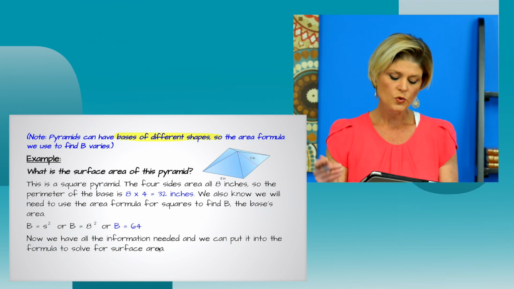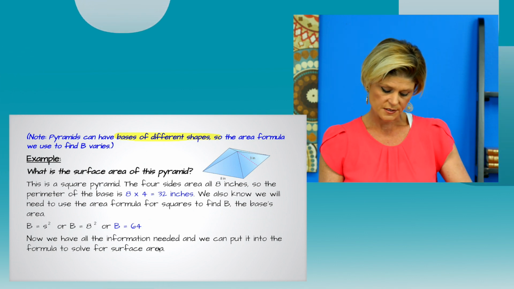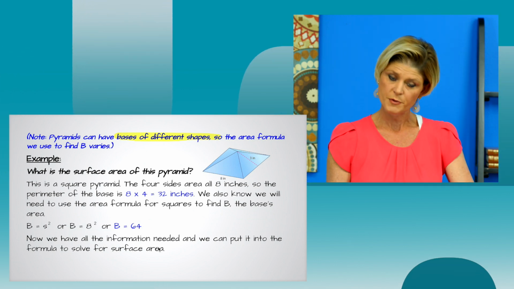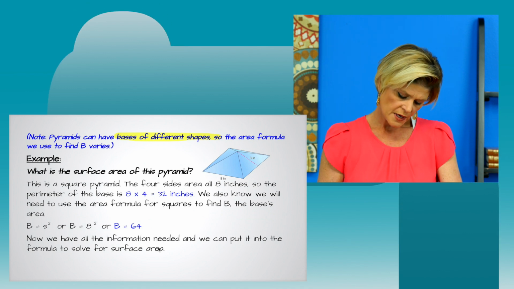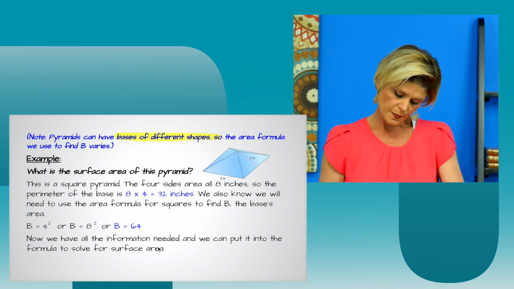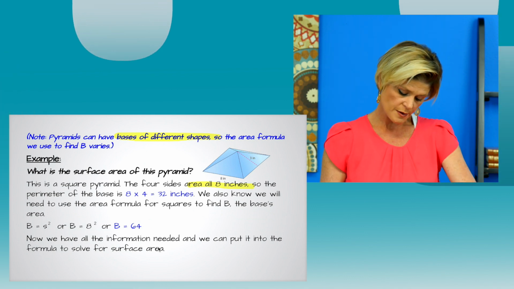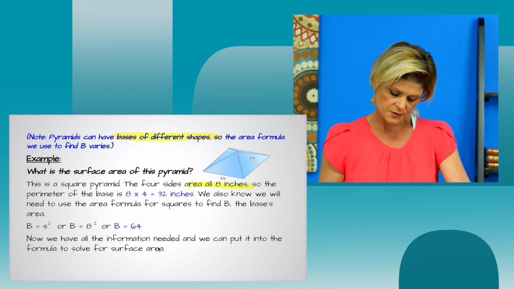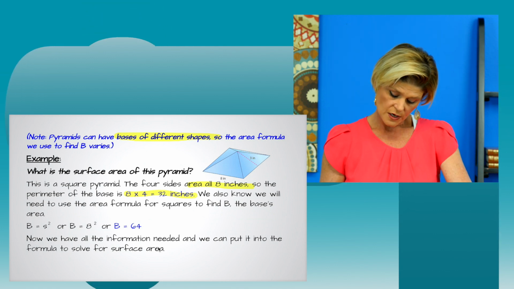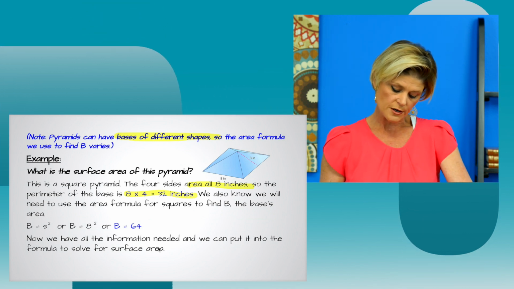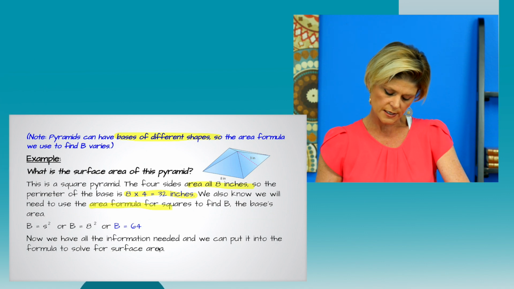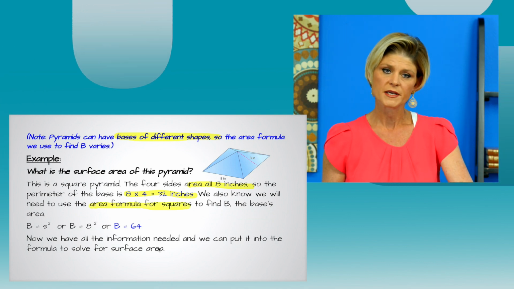All right, so what is the surface area of this pyramid? So this is a square pyramid. You can see at the bottom there. It has 4 sides, and the length of the sides is all 8 inches. So the perimeter of the base is going to be 8 times 4, or 32 inches. And we also know that we need to use the area formula for squares, highlight that, to find B, the base's area.